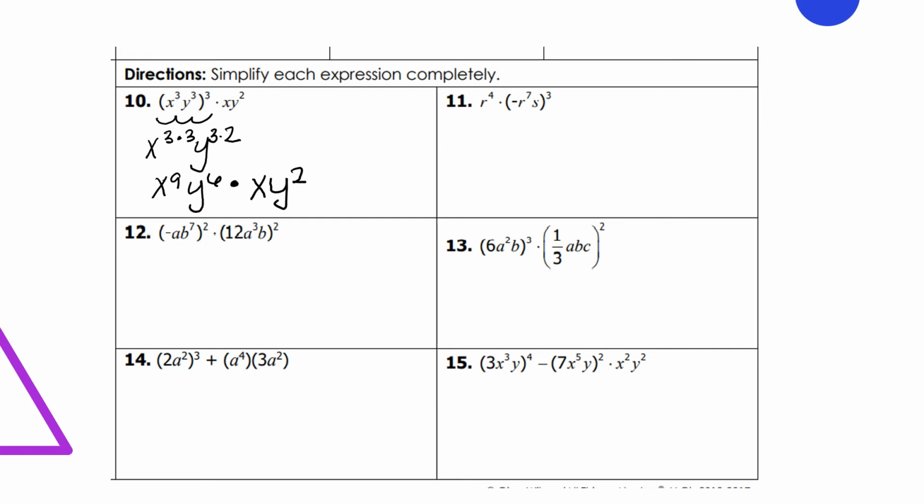If you remember, when we multiply, we're going to add. So I'm going to take x to the 9 plus 1 power, y to the 6 plus 2. So I have x to the 10th, y to the 11th. Hold on, it's y to the 8th. Sorry. 6 plus 2 is 8.